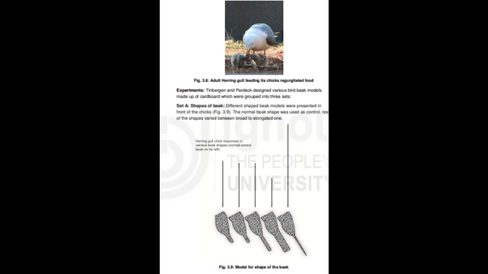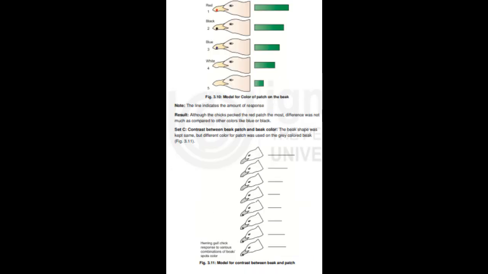Fig. 3.8. It was observed that, as soon as gull chicks were born, they would start pecking the red mark present on the tip of their parent's beak. This initiated regurgitation of half-digested food from the parent's mouth into the chick's mouth. All chicks show this behavior as soon as they are born to get their meal. To prove that this behavior is an instinct, Tinbergen conducted an experiment using cardboard models of birds.